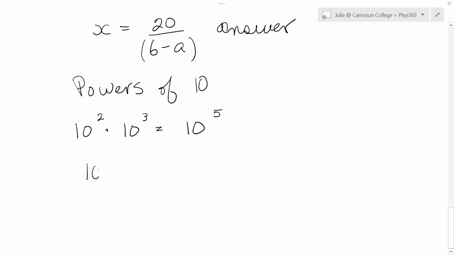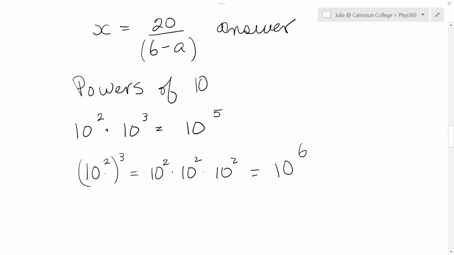But if you were having 10 squared and you were cubing that, that's the same as 10 squared times 10 squared times 10 squared. 2 plus 2 plus 2 is 6. So that's 10 to the 6. So when it looks like you've got those brackets and it's cubed, you multiply. If it's just times, you add.